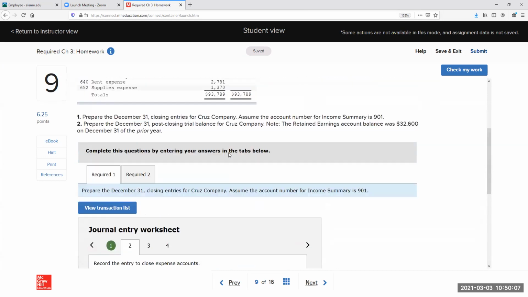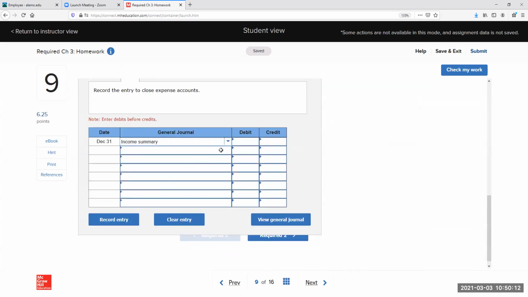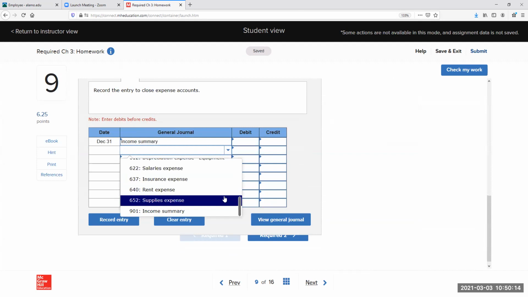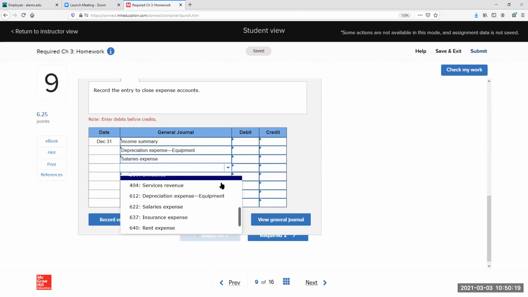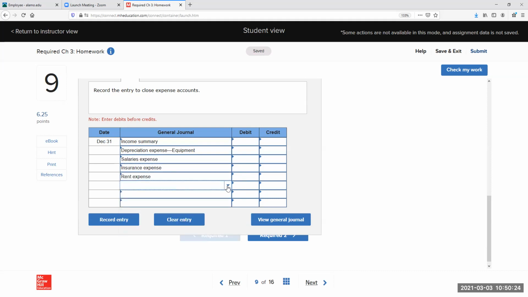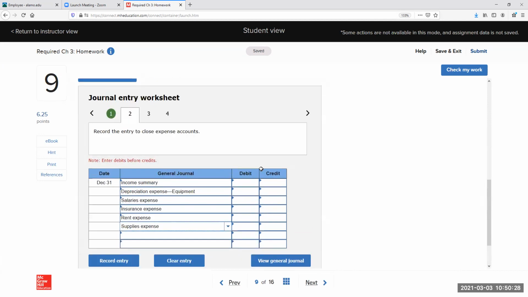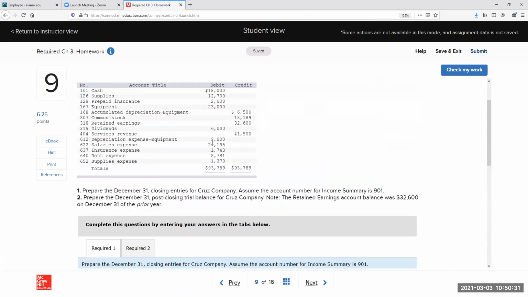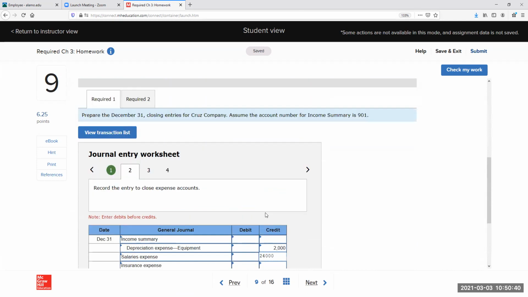So if you had trouble on the midterm, this is a chance to practice. So we have depreciation, salaries, insurance, rent, and supplies. So there you are. So you look at their balance. You see how they have a debit? They're on the left side. So you put them on the right side. That closes them out of the T accounts.